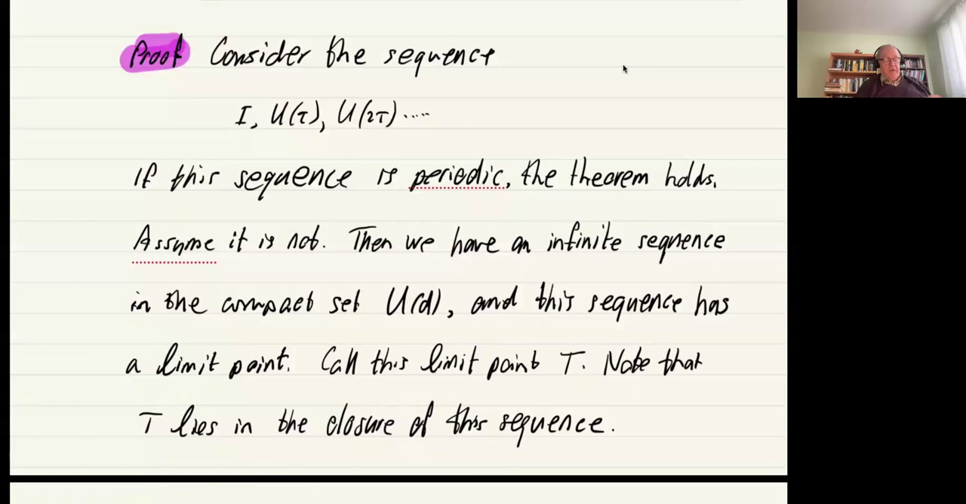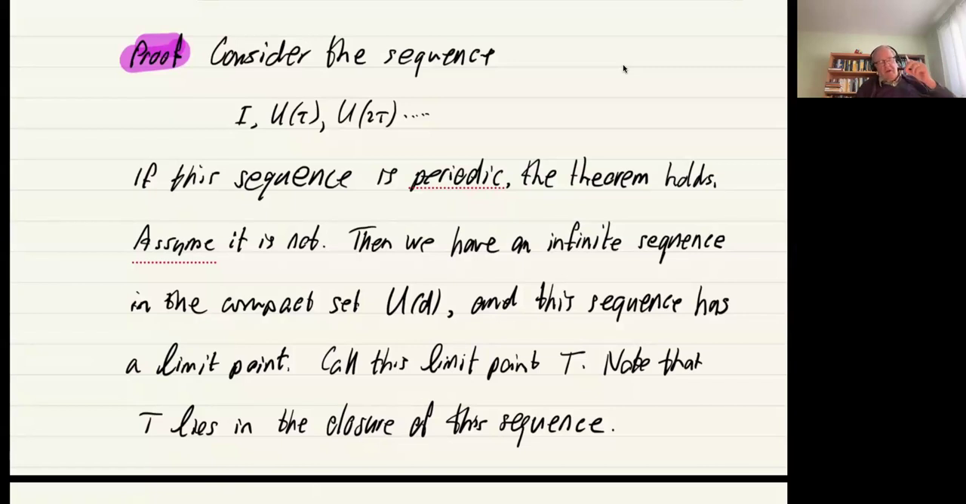Now, if this sequence is periodic, so if there's some m such that U(m tau) is equal to the identity, we're periodic, and we don't have anything to prove. So I'm only concerned about the case where it's not periodic. In that case, this sequence must have an infinite number of distinct terms. It can't have two repeated terms, because if it has two repeated terms, you can shift back to the origin and you'll get it recurrent. So you can argue you have an infinite sequence of distinct terms.